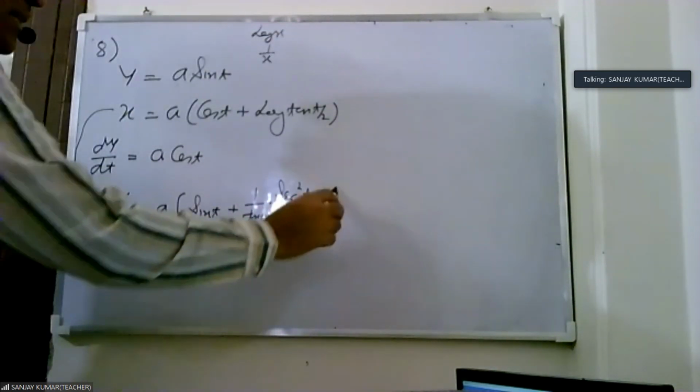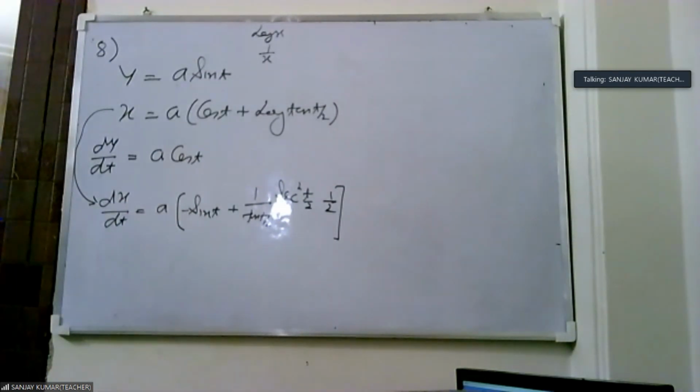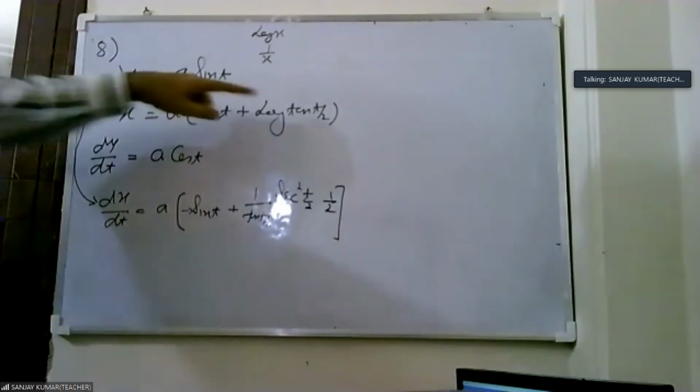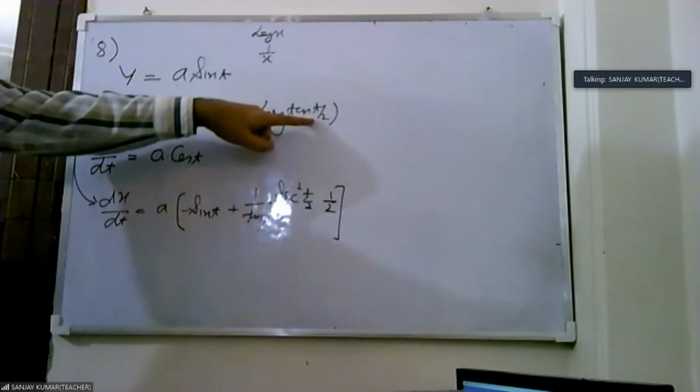Again, for log tan t by 2 we are using the chain rule. The initial term is log, then after that we have tan, then after that we have t by 2. So first we differentiate log, that is 1 by tan t by 2. Then we differentiate tan, that is sec square t by 2. Then we differentiate the angle, that is half.